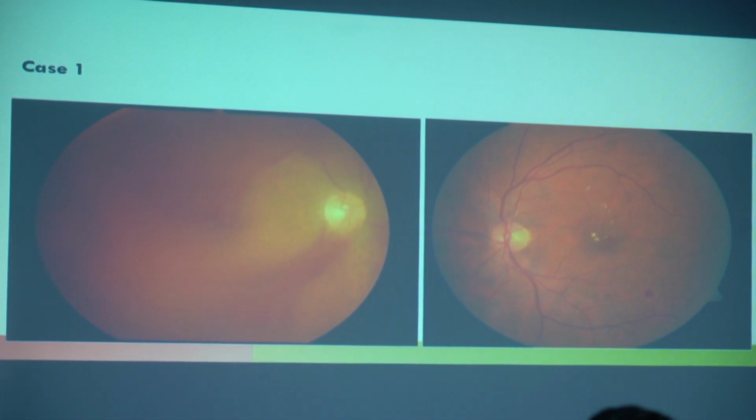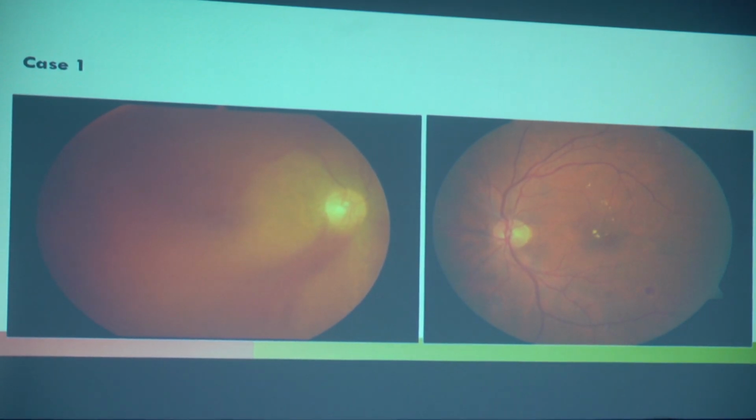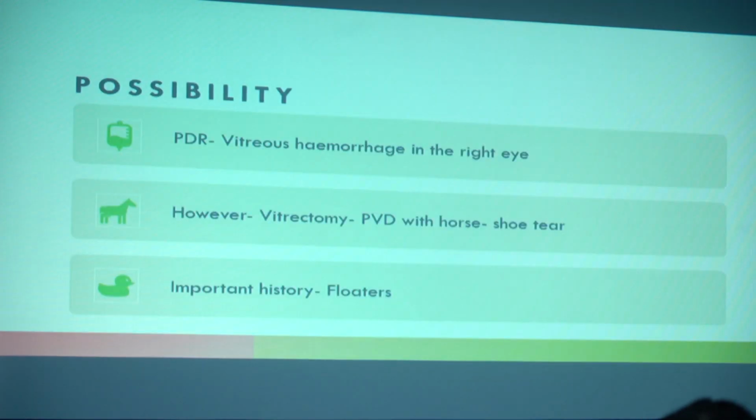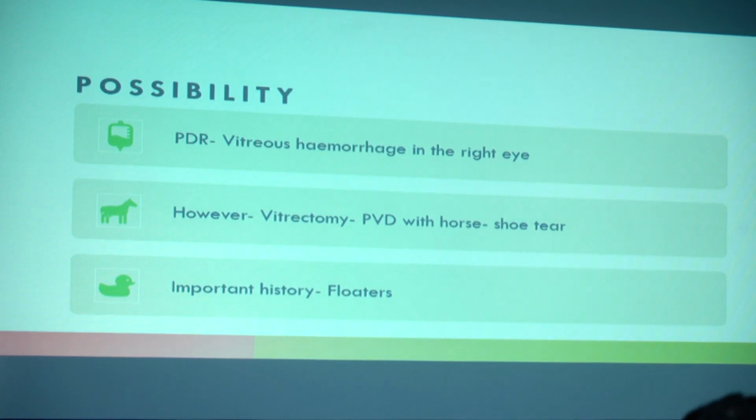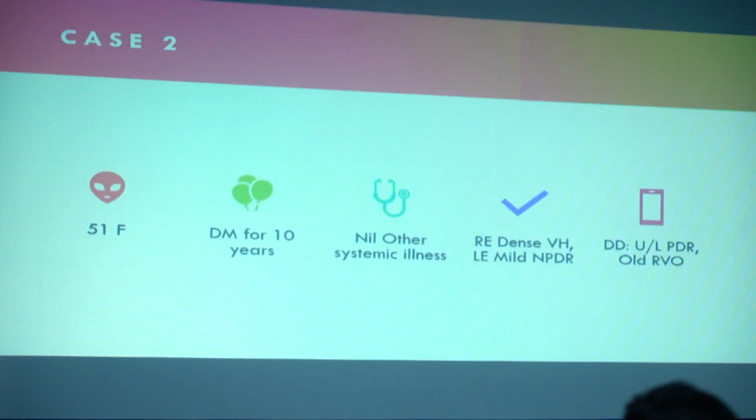In case 1, you can see that there is a vitreous hemorrhage in one eye, and there was some hard exudate with some blot hemorrhages in the other eye. It looked like a PDR in this eye. However, vitrectomy and PVD induction were done, and we found that there was a flap tear causing this vitreous hemorrhage. And the important history here was history of floaters. I don't have the video for that, but I'll show the videos in the next cases.